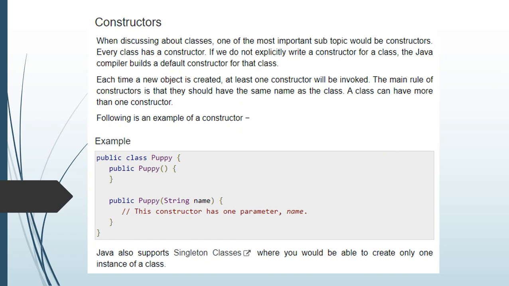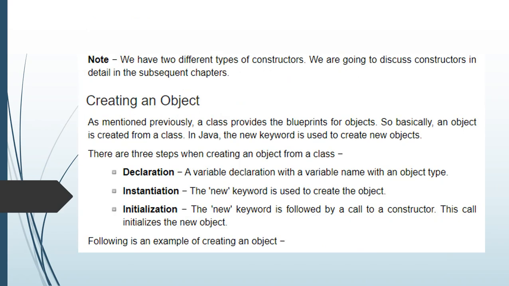See below example. Java also supports singleton classes, where you would be able to create only one instance of a class. Note we have two different types of constructors. We are going to discuss constructors in detail in the subsequent chapters.